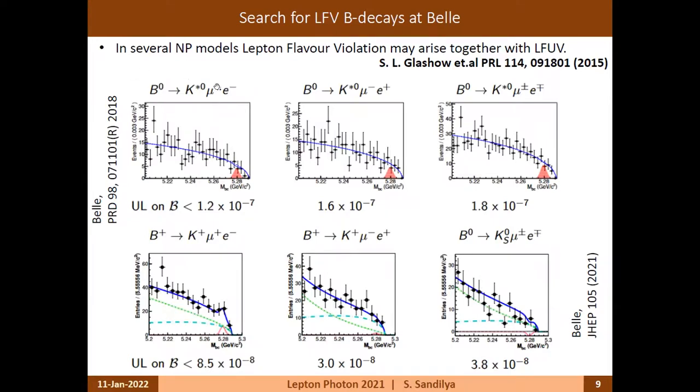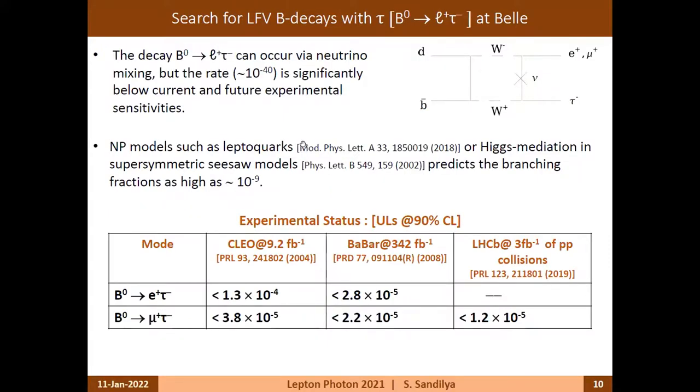Moving on to lepton flavor violation. In several new physics models, lepton flavor violation may arise together with lepton flavor universality violation, so it is interesting to look into lepton flavor violating modes. B to K star mu e and B to K mu e have been searched for recently at Belle, where the first and second generation leptons are involved. And recently, lepton flavor violating B decays with a tau in the final state were searched for at Belle. This may occur via a neutrino mixing diagram, but the rate is highly suppressed, of the order of 10 to the power minus 40, which is below any current and future experimental sensitivity. However, new physics can enhance lepton flavor violating decays, and the rate can go as high as 10 to the power minus 9.